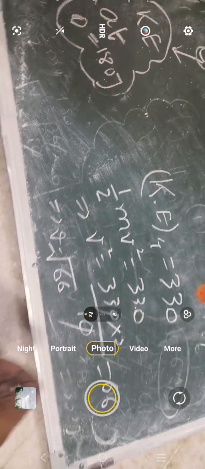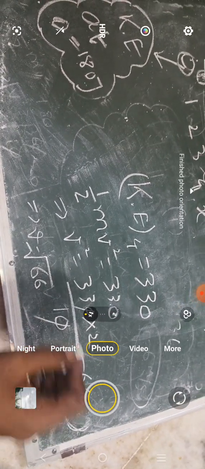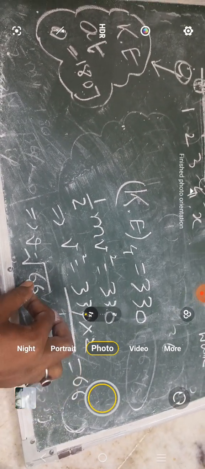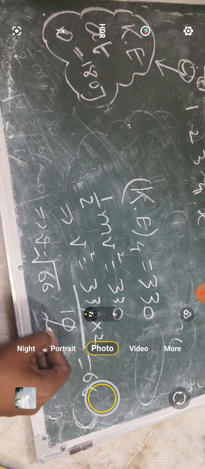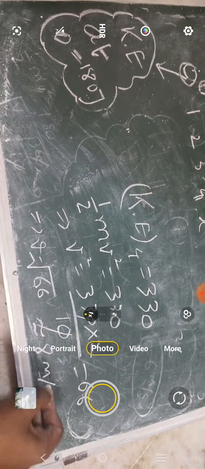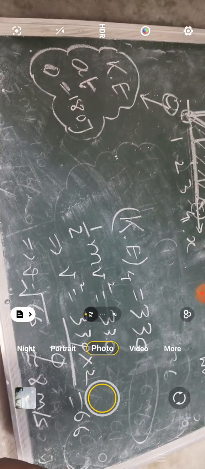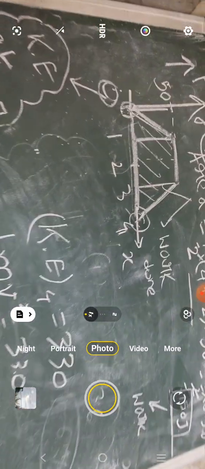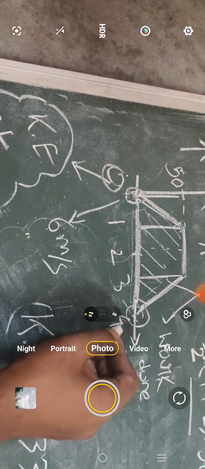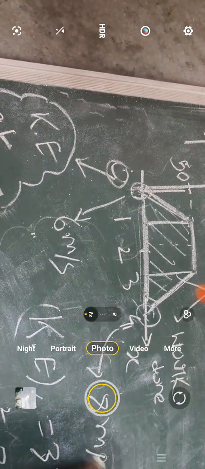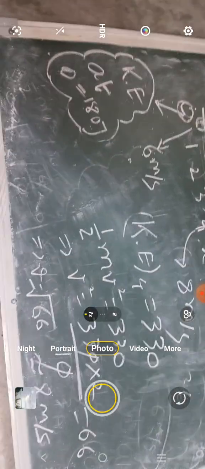Now here you can take some approximation. Root 66 is not a perfect square; 8 times 8 is 64, so approximately 8 meter per second. So at point O, the object's speed is 6 meter per second. At point 4, the object's speed is 8 meter per second. So the first two answers we have done.